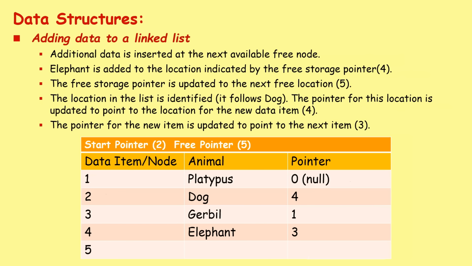Adding data to a linked list. Additional data is inserted at the next available free node. So if we're adding elephant, elephant is added to the location indicated by the free storage pointer, which is 4. The free storage pointer is updated to the next location, which is 5. The location in the list is identified, it follows dog. The pointer for this location is updated to point to the location for the new data item, which is 4. And the pointer for the new data item is updated to point to the next item, 3.